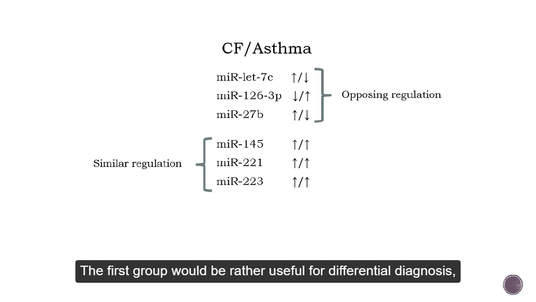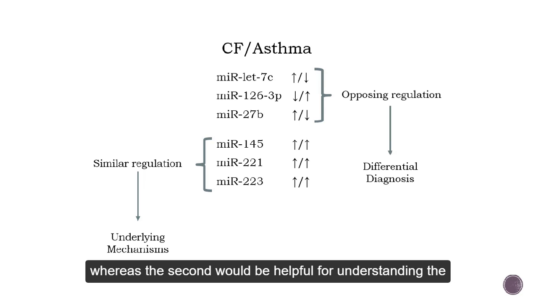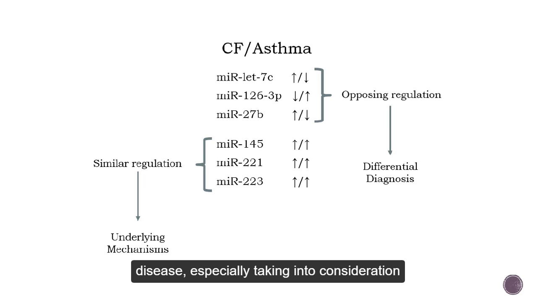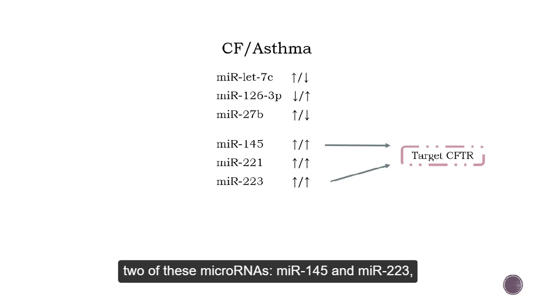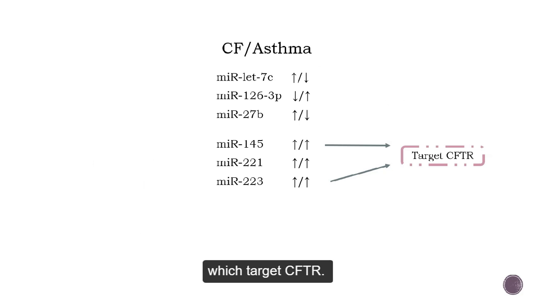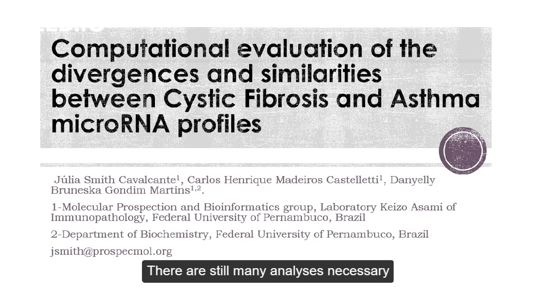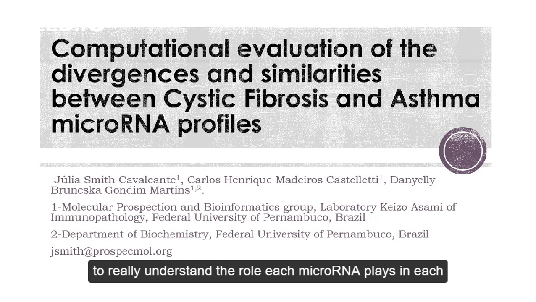The first group would be rather useful for differential diagnosis, whereas the second would be helpful for understanding the similarities in underlying molecular mechanisms for each disease, especially taking into consideration 2 of these microRNAs, 145 and 223, which target CFTR. There are still many analyses necessary to really understand the role each microRNA plays in each disease, but I think we are heading in the right direction.